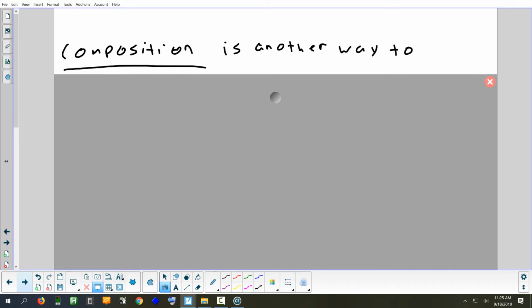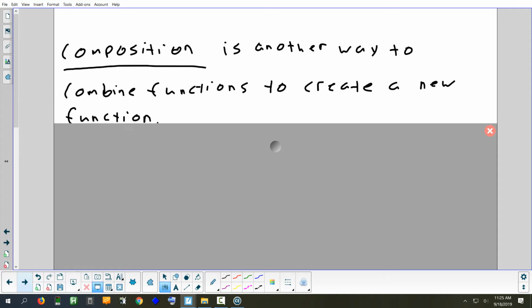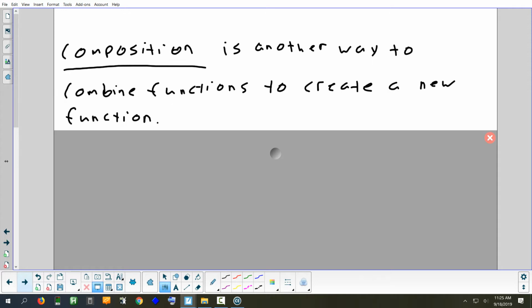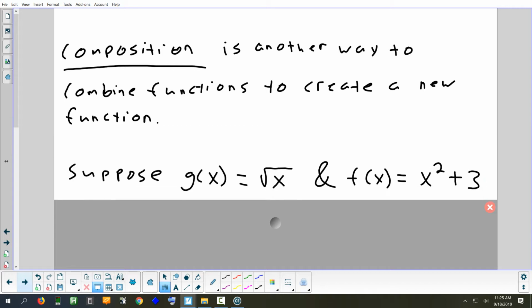So, another way we can take two functions and combine them together is composition. It's like adding or subtracting, but it's a different way to combine them. And the big idea with composition is you are plugging in one function into another. Okay? I'm going to show you how it works.